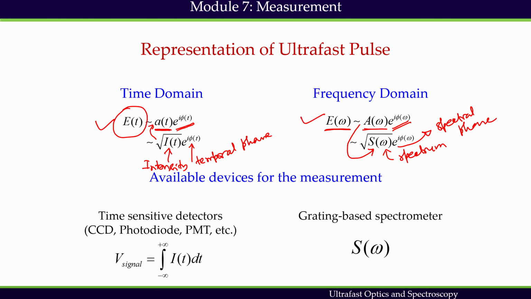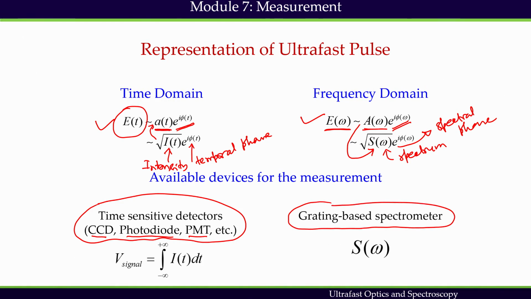But if we look at the available devices for the measurement which we have, there are two different kinds. One is time sensitive detectors, including CCD camera, photodiodes, PMT, photomultiplier tube. On the other hand, in the frequency domain, we have grating based spectrometer. So, these are the two devices we have for the measurement.